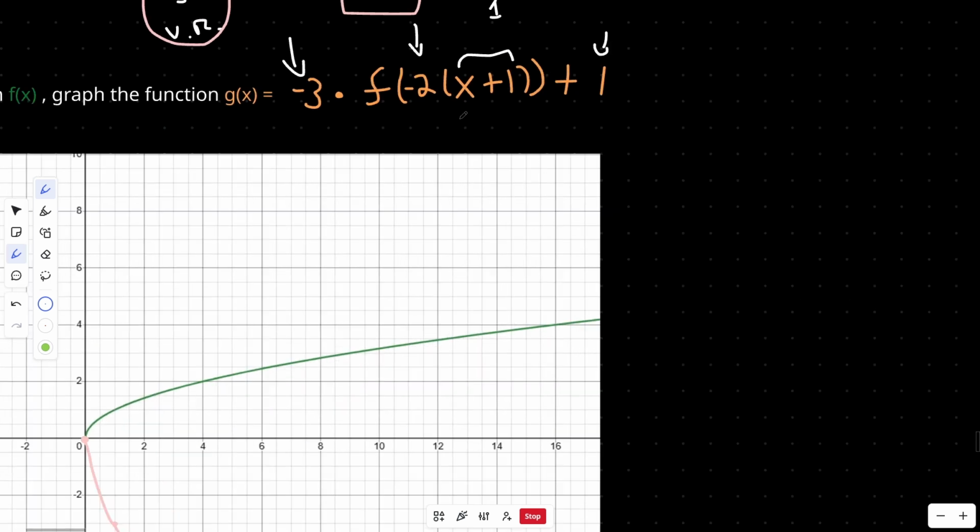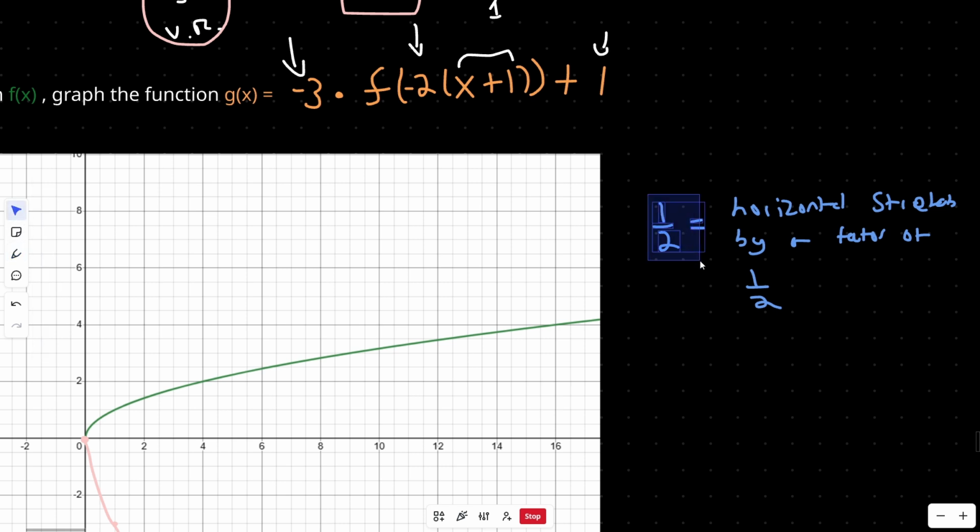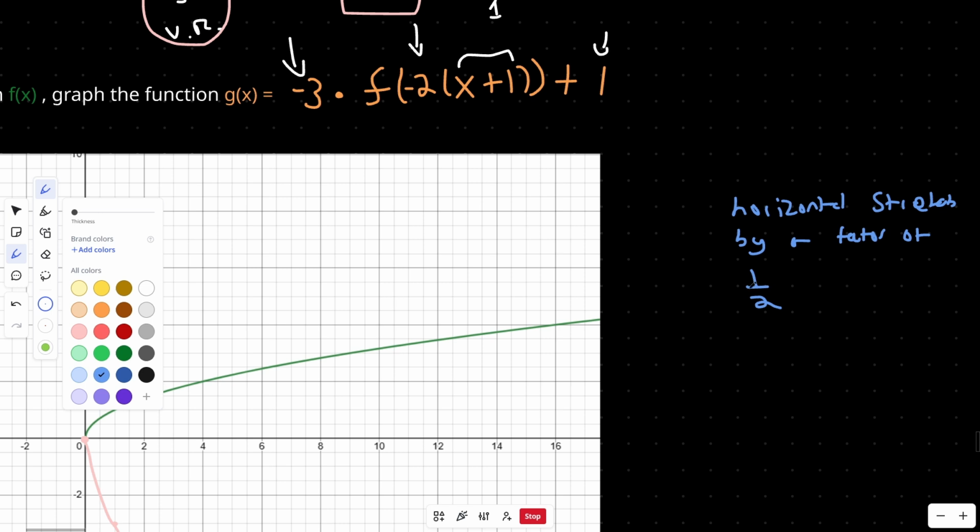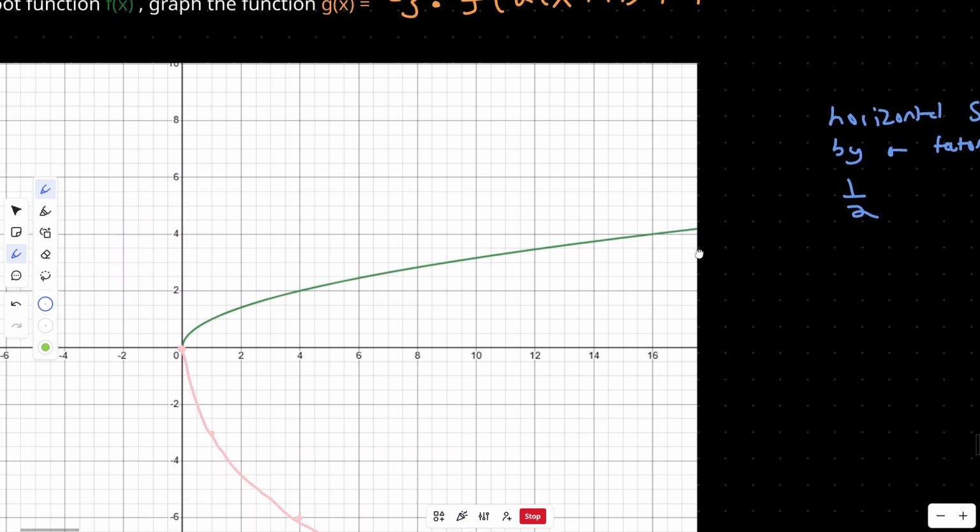So we always want to do 1 over our horizontal stretch. So we can do 1 over 2. And it looks like it's a horizontal stretch by a factor of 1 over 2, because it's a stretch by a factor of our 1 over b value. So all we're going to be doing is multiplying all of our x values by 1 over 2 while also keeping our y value the same. And we're also going to be reflecting.